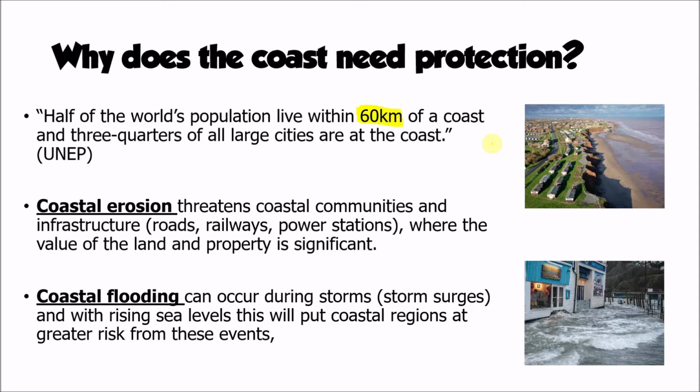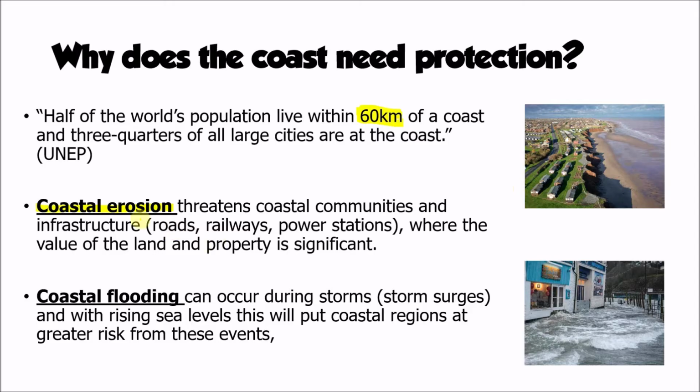So if we think about the specific problems that the coastline faces, the first of those is coastal erosion. We can see in this top image how the retreat of that coastline through the erosion of those cliffs is threatening the community, the roads, railways, power stations, the houses, the businesses that are located along that coastline. And particularly where the value of that land is quite significant, such as where we do have houses and businesses, those things can be very significantly threatened by coastal erosion.